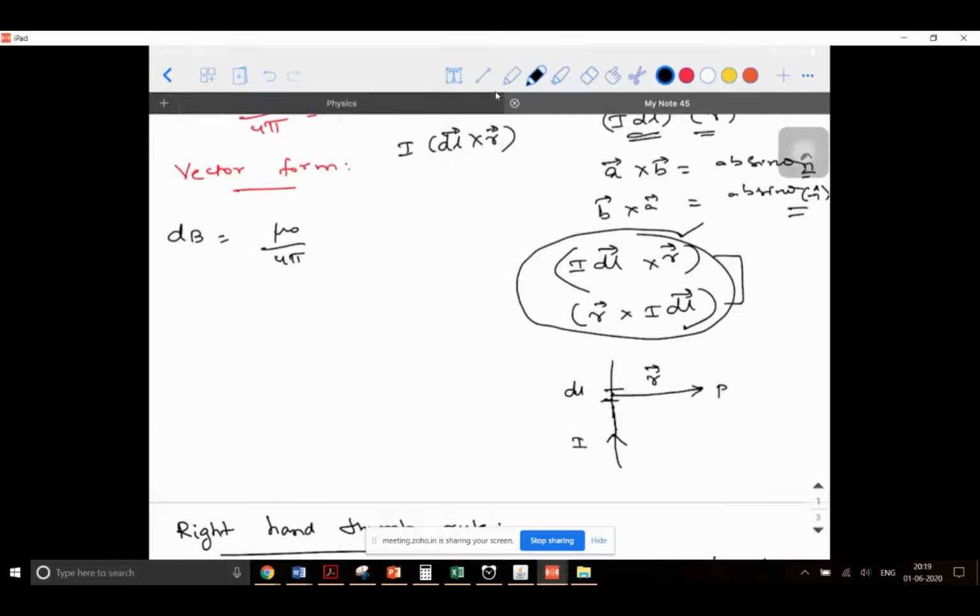J cap, sir. J cap cross, what is r vector? Sorry, r vector's direction. I cap, sir. That's good. So j cap cross I cap. I'm leaving it there itself.